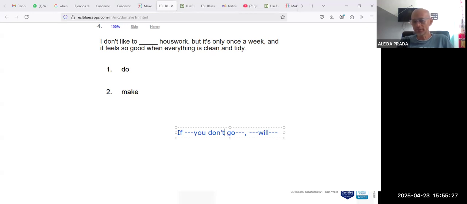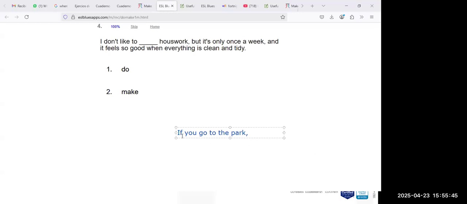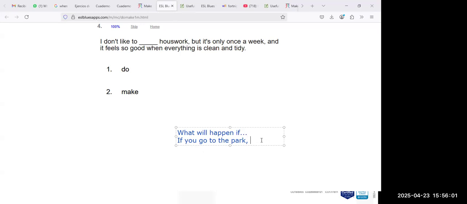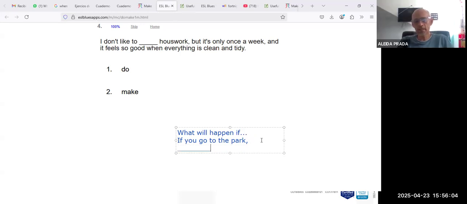I don't know. Maybe you cannot try to make full sentences. You only have to complete sentences. For example, if you go to the park, what happens? What will happen? For example, you are going to state some sentence like this. What will happen if? I try it. I make a guide, and she has to make a sentence like this.